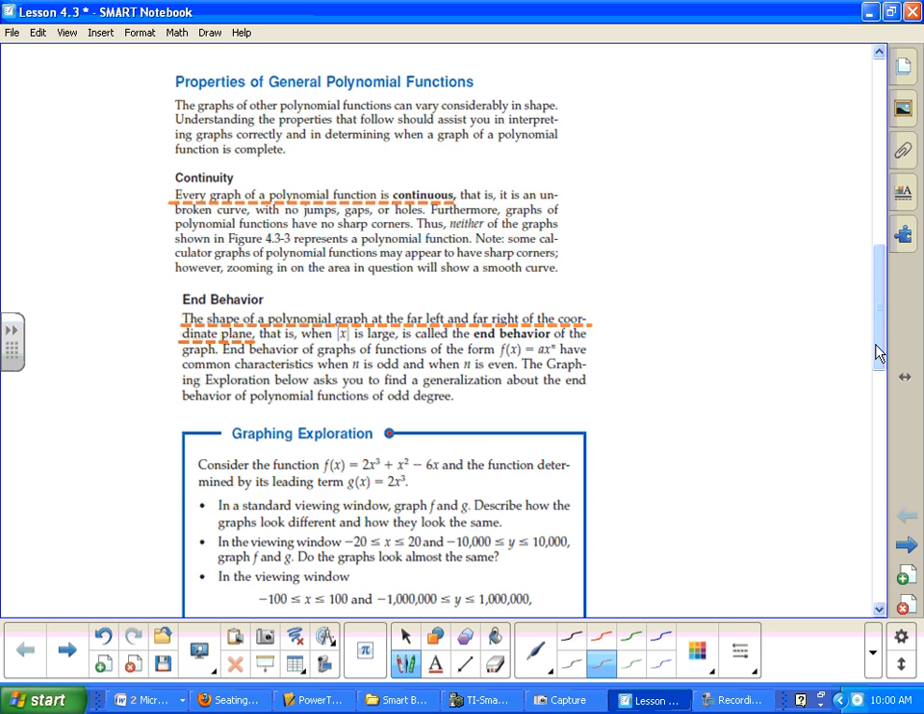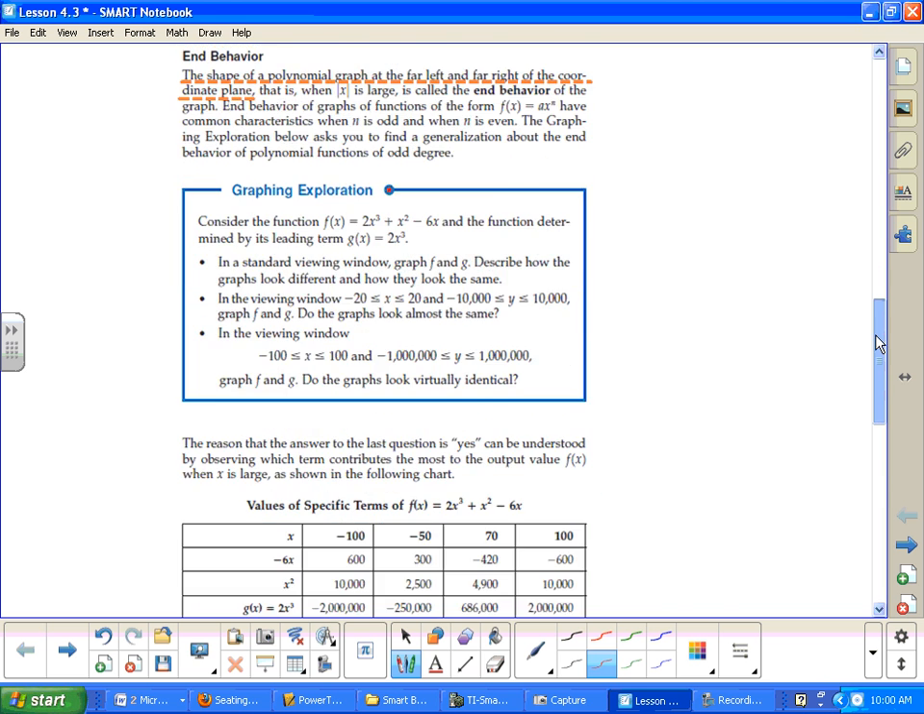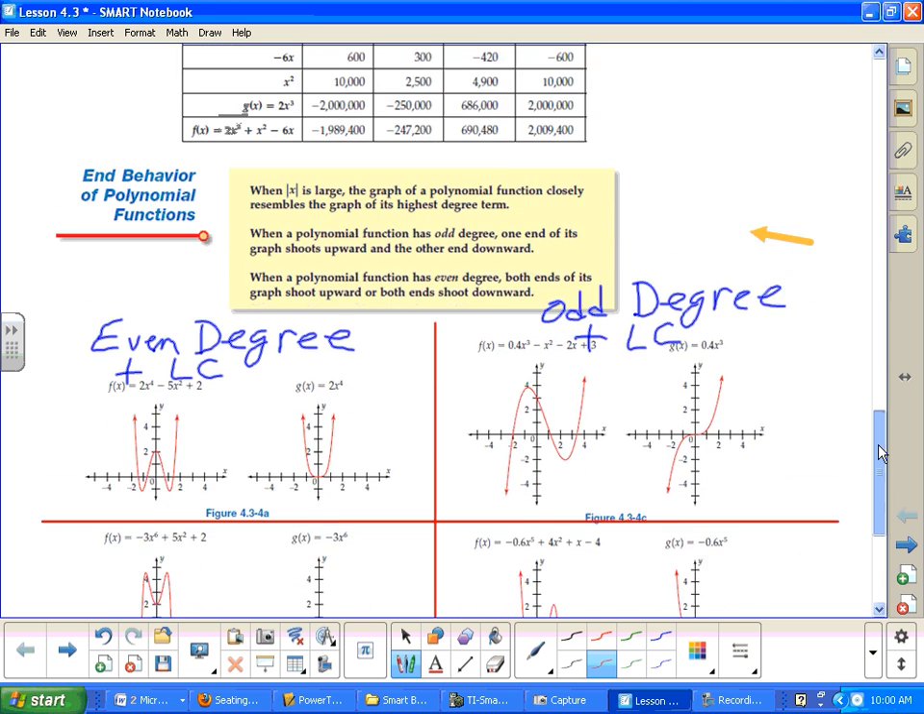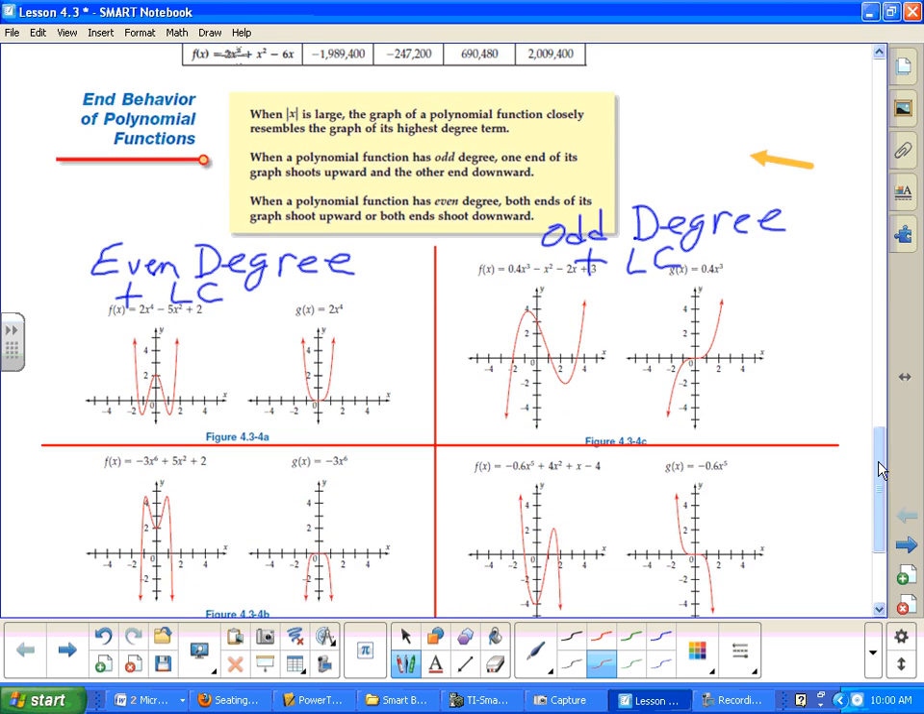And that's all going to depend on what we're talking about as far as leading coefficients and degree. So, end behavior of polynomial functions. When the absolute value of x is large, the graph of a polynomial function closely resembles the graph of its highest degree term. So if you have something with a whole bunch of terms, what happens on the ends is basically determined by just the leading coefficient and the degree of that first term.